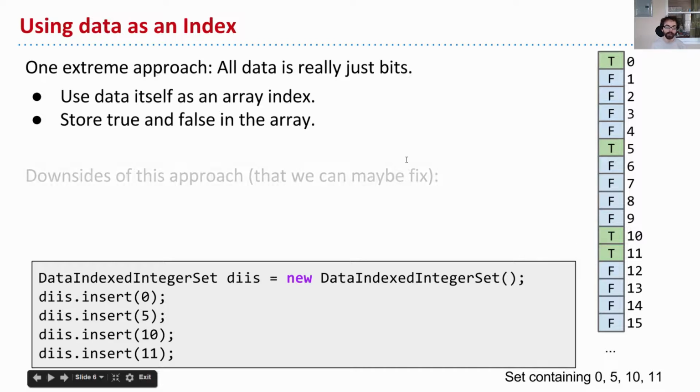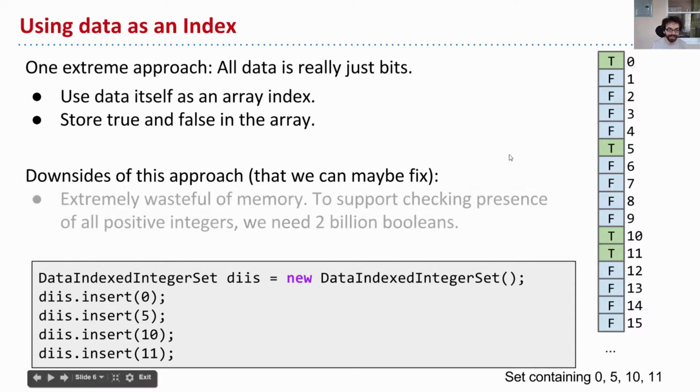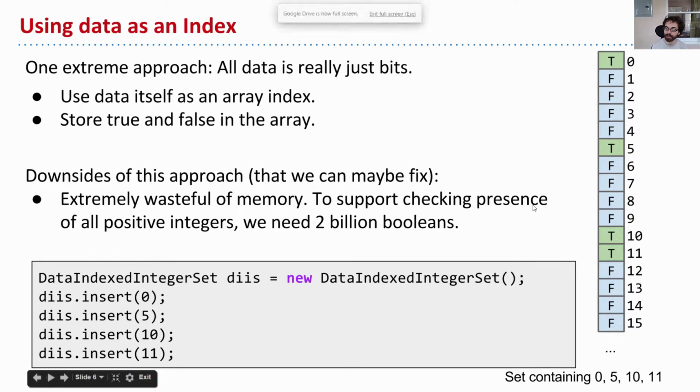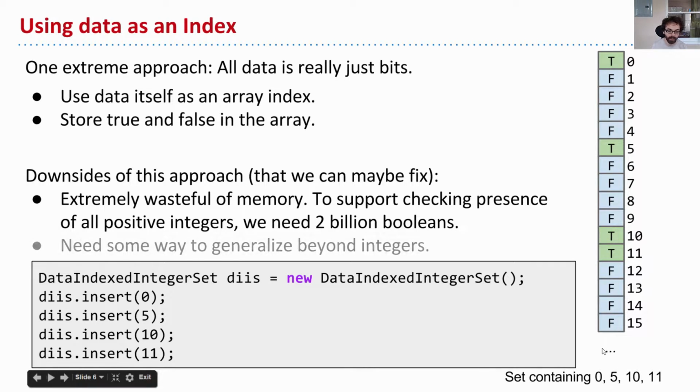Okay. Now there are some obvious downsides of this approach. If we wanted to, for example, store all integers, we're going to need a really big array. And that means it's wasteful of memory. If we wanted to support checking the presence of any positive integer, we'd need 2 billion booleans. If I want to know if the number 1 billion is in the array, I'd need a billionth true or false. And then we also need some way to generalize beyond these positive integers. So negative numbers won't work, strings won't work, but we'll get there, okay?